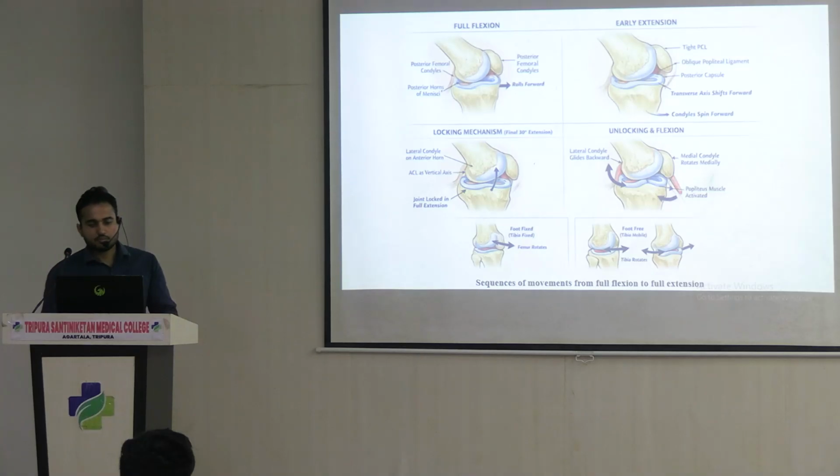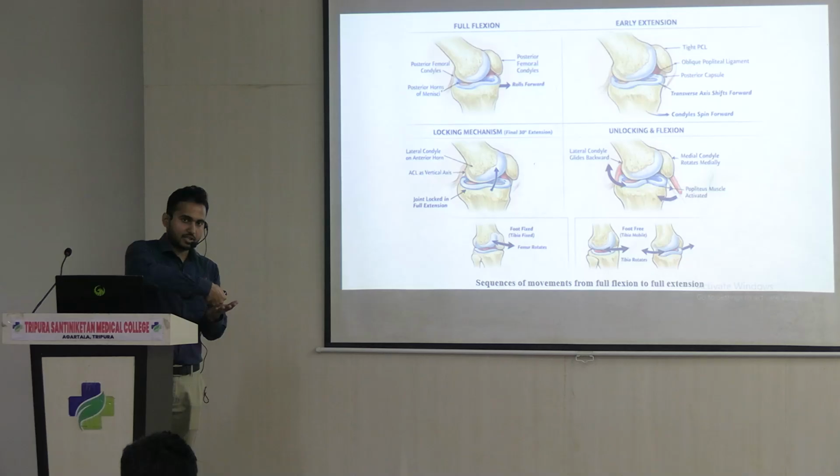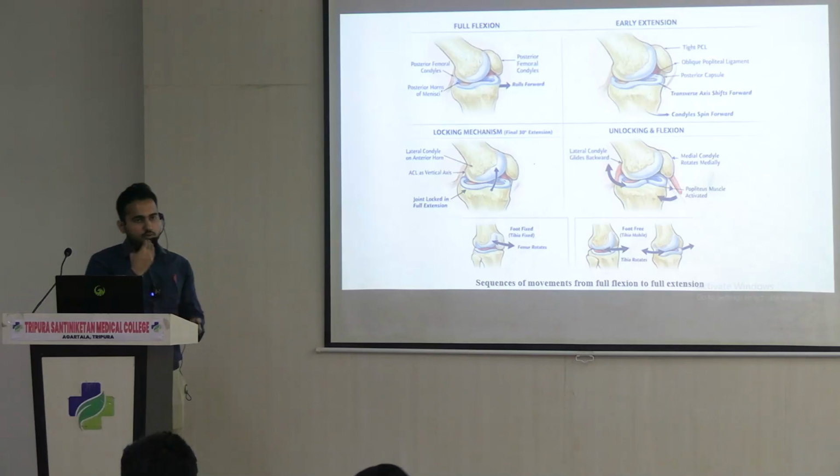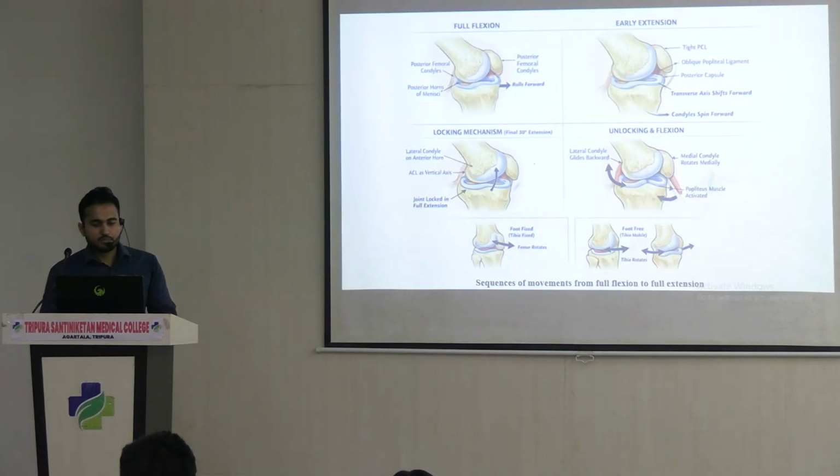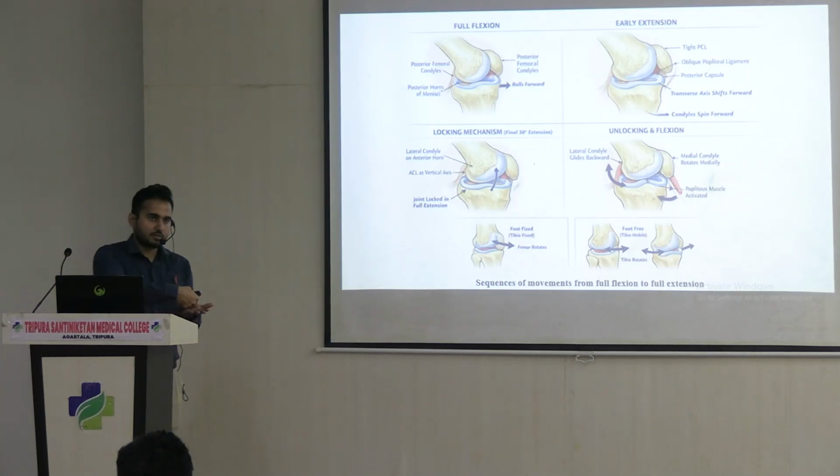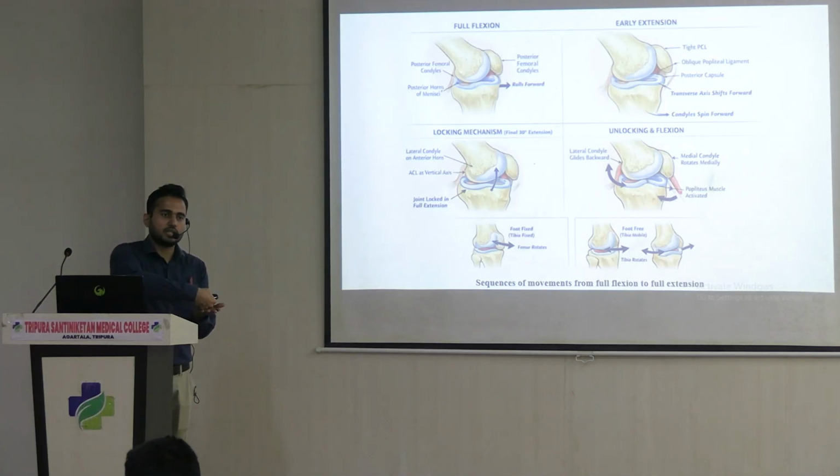Now, the forward movement of the axis is limited by the posterior part of the PCL and the posterior part of the capsule. So this rolling is further prevented. Some rolling is there, and further it is prevented by the posterior cruciate ligament, the oblique popliteal ligament and the posterior part of the capsule. Once it is arrested, the rolling is arrested, meaning no more rolling will take place beyond this.